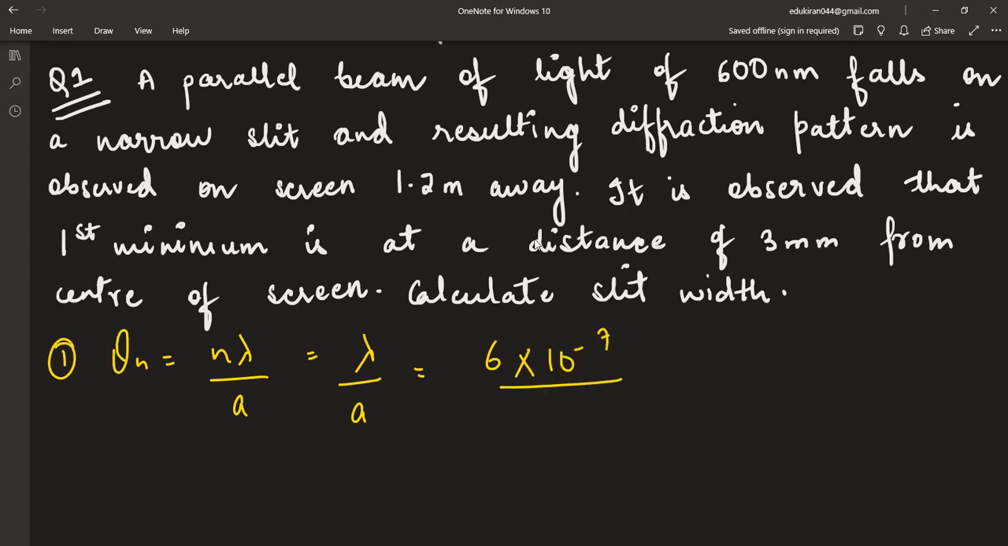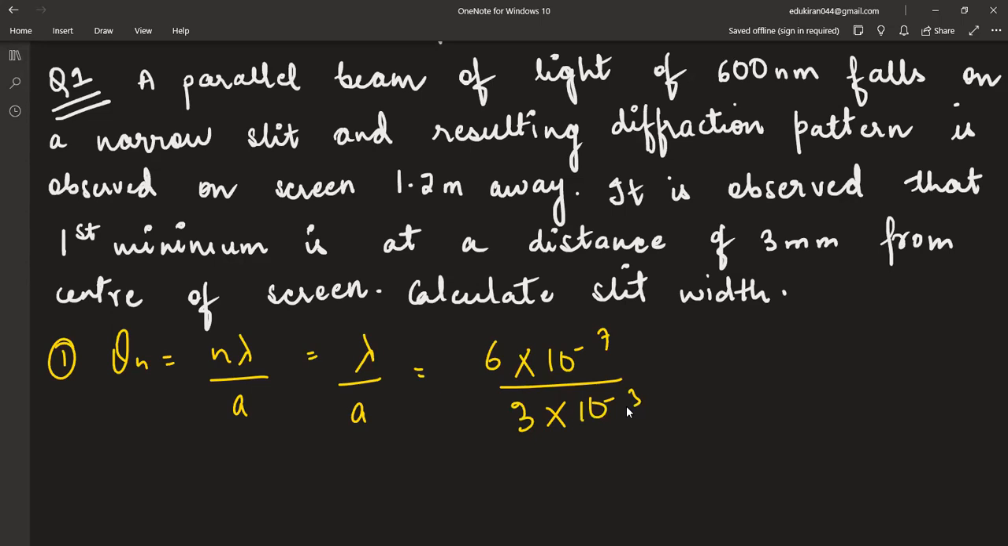Slit width, how much is it given? Okay, slit width we have to calculate, a. This is given as 3 millimeters, right? It is at a distance of 3 millimeters from the center of the screen. You have to calculate the slit width, this we have to find out. So this will be 3 into 10 to the power minus 3.